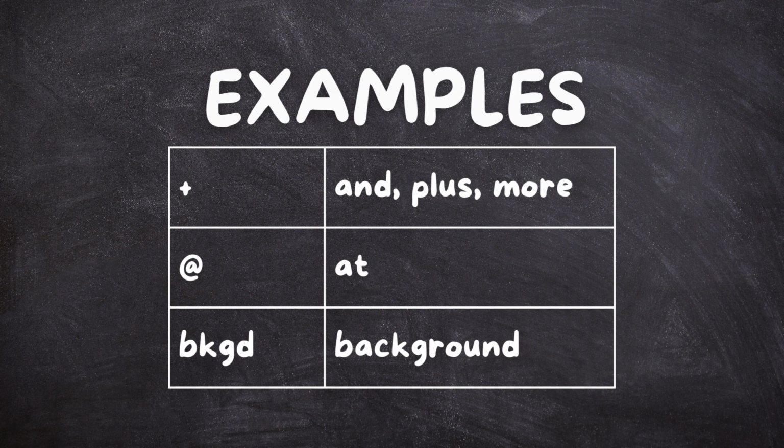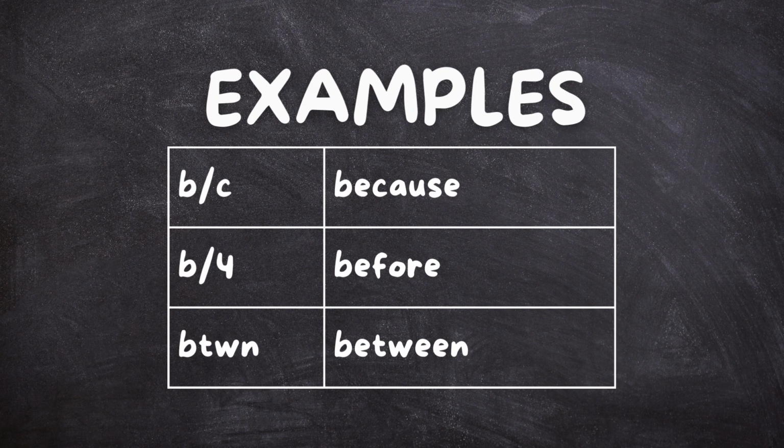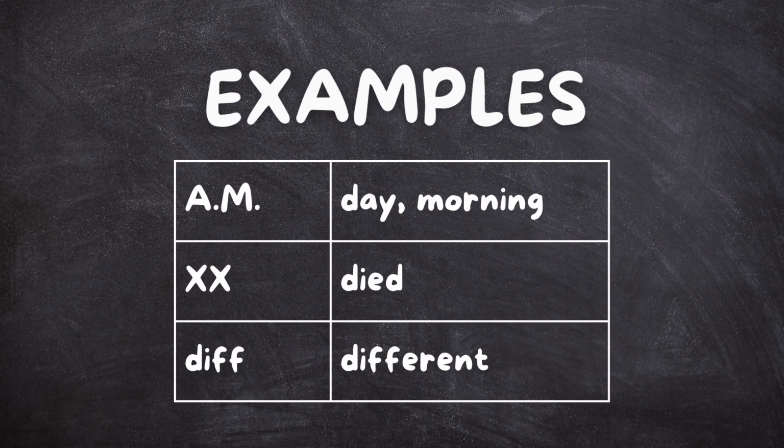And then the abbreviation BKGD can represent the word background. B/C can represent the word because. B/4 can represent the word before, and then BTWN represents between. AM can represent the words day or morning. 2 X's can represent the word died. DIFF can represent the word or replace different.